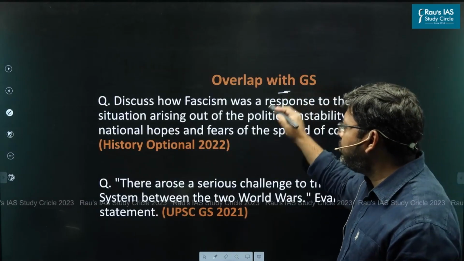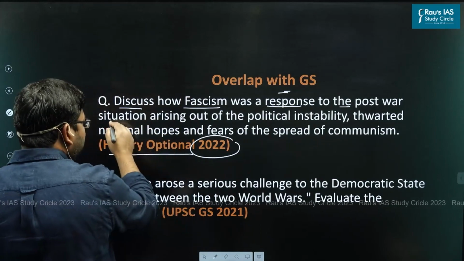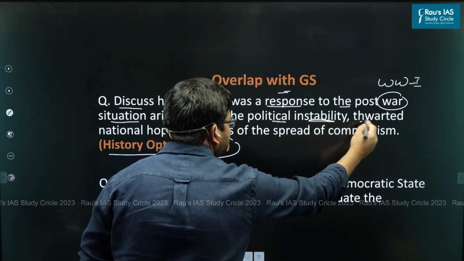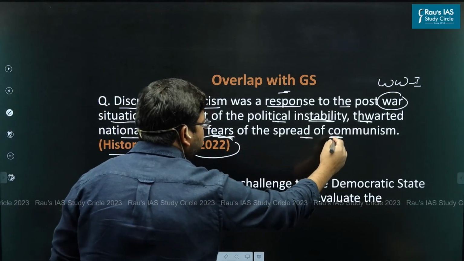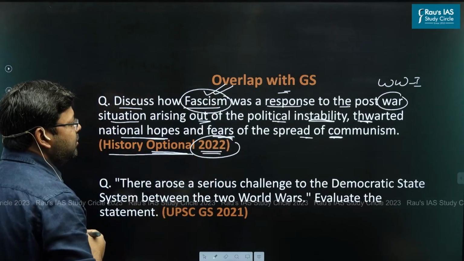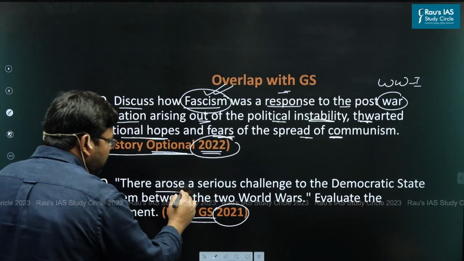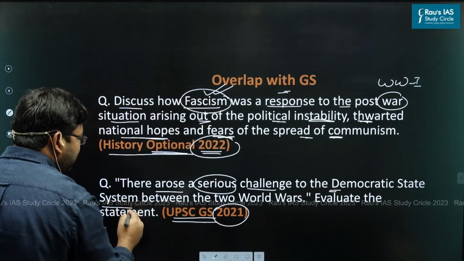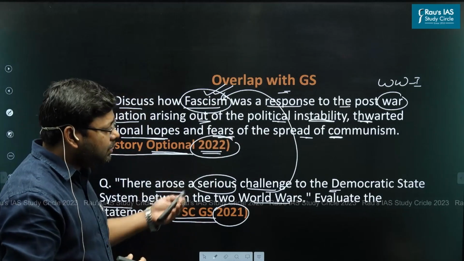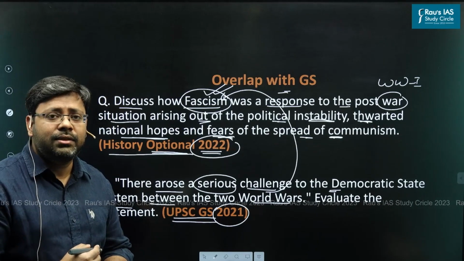See here. This is a question from history optional 2022. It says, discuss how fascism was a response to the post-war situation. So the post-First World War situation arising out of political instability, thwarted national hopes and fears of the spread of communism. The history optional question asked in 2022 talked about the rise of fascism in Europe. In 2021, in the UPSC GS paper, the question asked was that there arose a serious challenge to the democratic state system between the two world wars. Basically, this is again talking about the rise of fascism between the two world wars. So after the First World War, very similar questions are asked. Just 30% more analysis, and you certainly jump directly to the optional level.